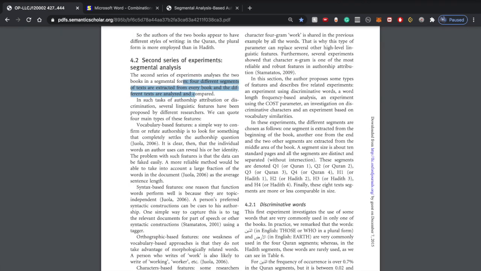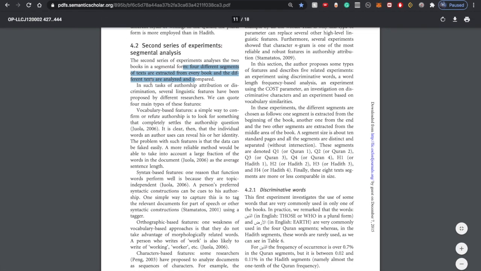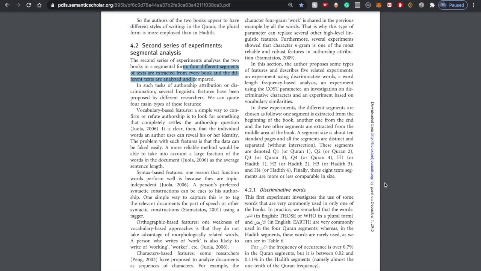With that, we move on to the second part of this paper, in which we're having segmental analyses. And this is done a lot in stylometry, because you want to have segments of the same length. In this case, 4 different segments of text are extracted from every book, meaning the Quran and the Hadith, and the different texts are analyzed and compared. Then they mention many different types of tests that are done. We'll just move on to the experiments.